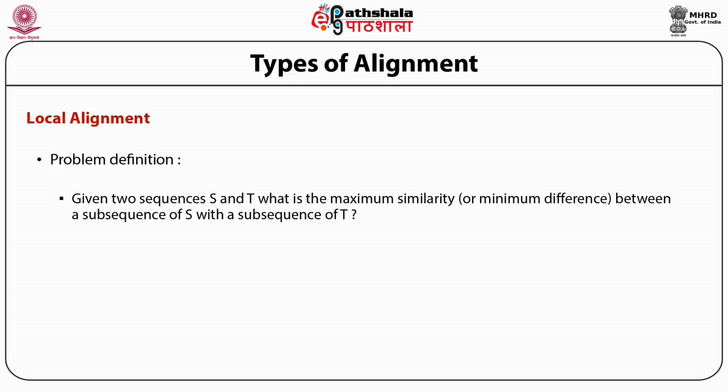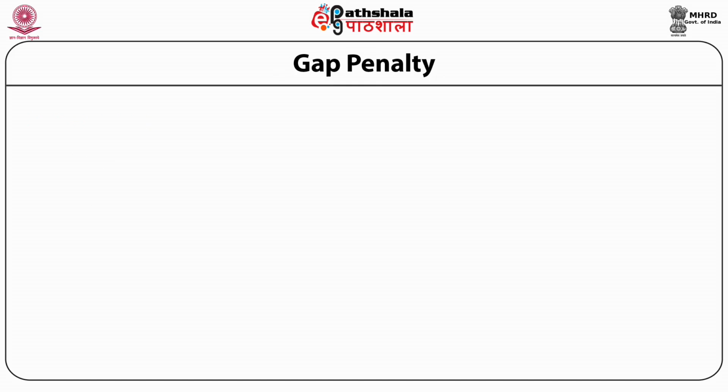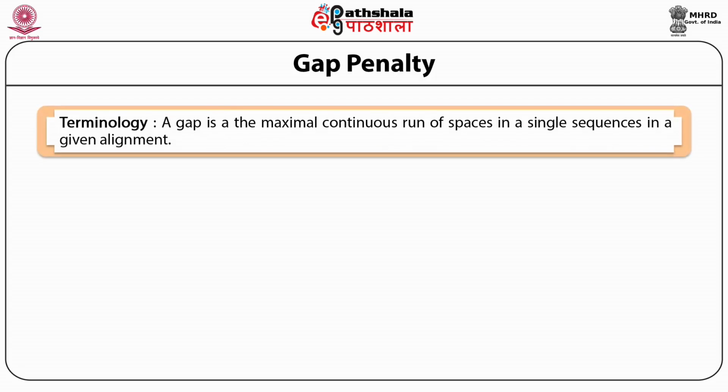So the difference between global and local is that while global alignment necessarily requires the entire sequences to be compared, in local alignment you are interested in finding the maximal similar part of one of the sequences which matches the other one. Now, when you are comparing two sequences and trying to maximize the matching between them, you might have to insert a gap or a space. A gap is a continuous run of spaces which are added into the sequences so as to maximize the score of the alignment.